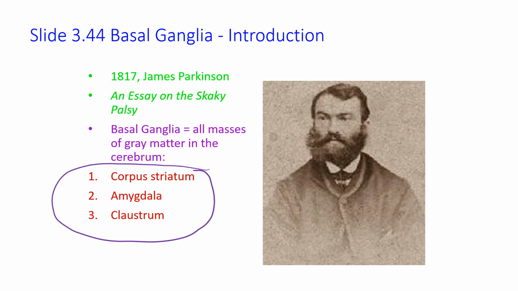Well, what we're going to see as we work through this is that Parkinson was not 100% correct, but he also was not 100% wrong when he identified his structures. But the important thing was that even in 1817, Parkinson saw that these areas were very, very important in motor system control.